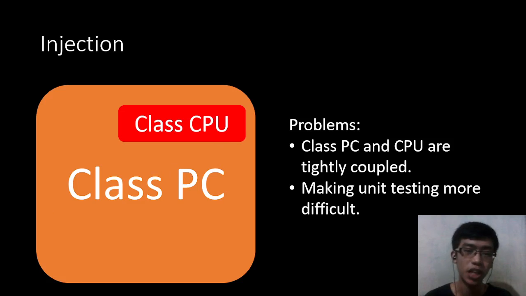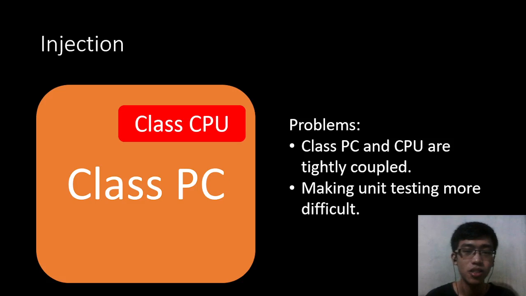But this kind of implementation will cause serious problems. The first one is PC class and CPU class are tightly coupled. So when you want to create a new object with a different CPU, you have to create a new PC class again. You can imagine if you want to create 100 objects with different CPUs, you have to create 100 PC classes again. So that will make a lot of boilerplate code.